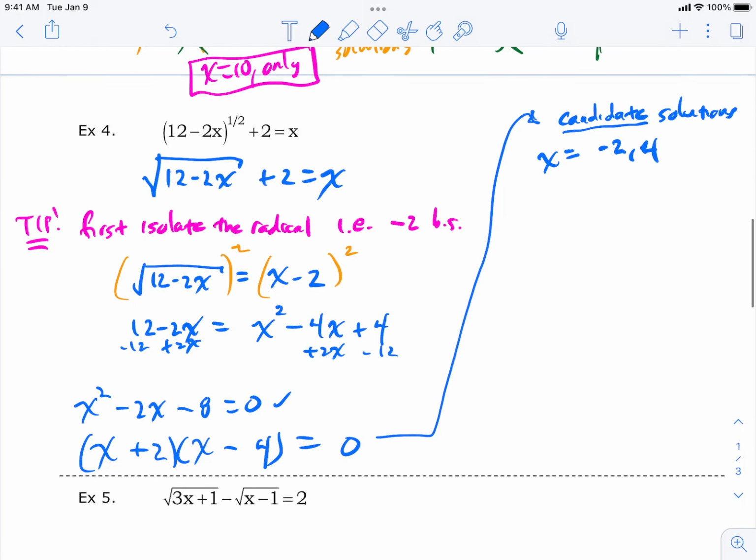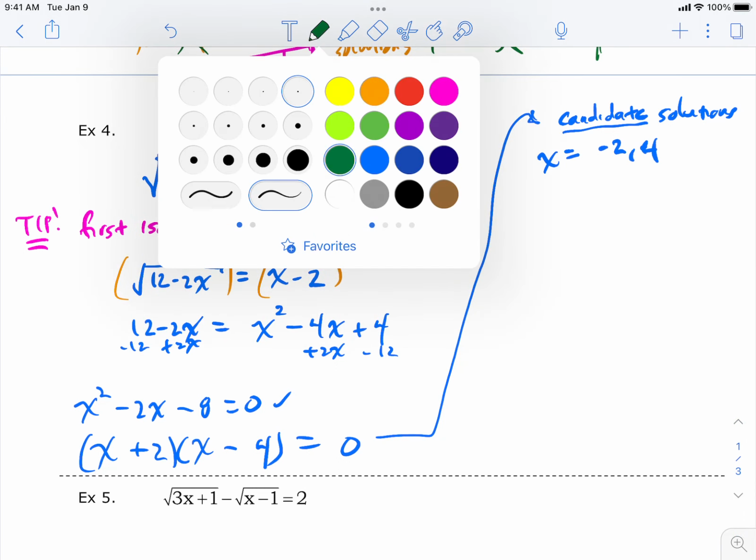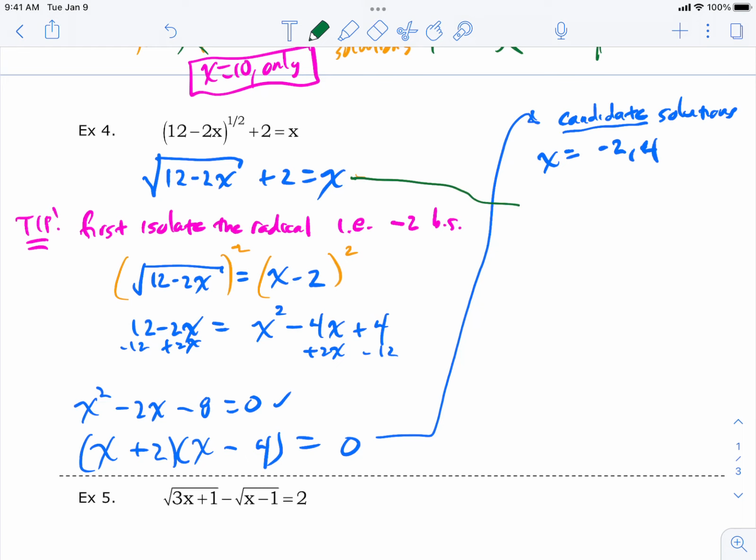You have to check both. So you check in the original, and I usually use green to check. So if I were to stick a negative 2 in here, I'd have 12 minus 2 times a negative 2, plus 2. Does that equal, I'm supposed to plug an x in, right? So does that equal negative 2? No way. Because this is positive, and if I add something, it's not going to come out negative. Negative 2 does not work.